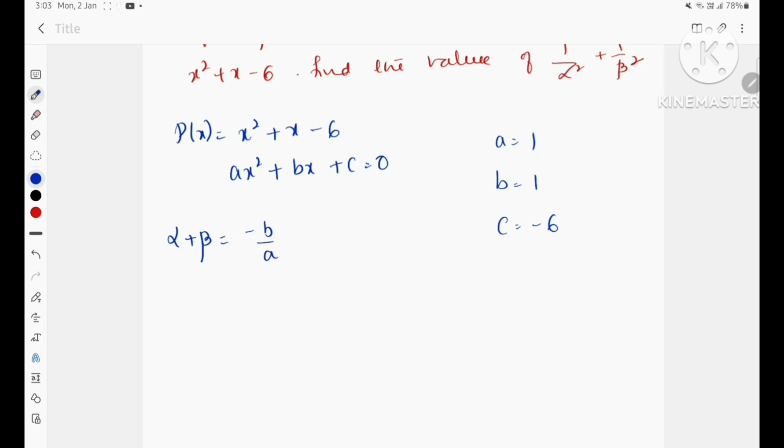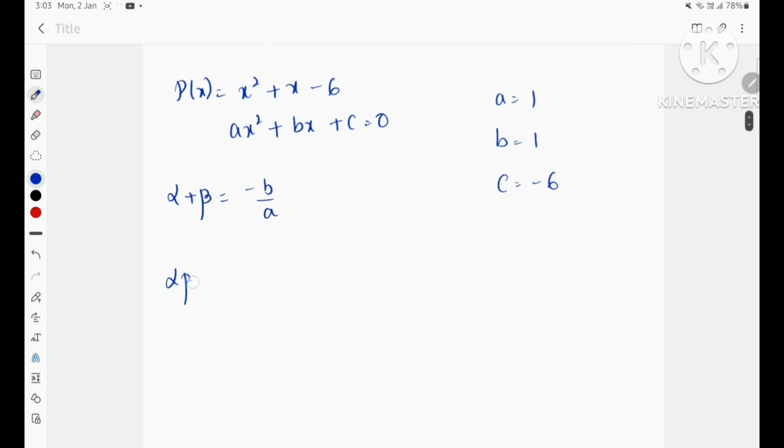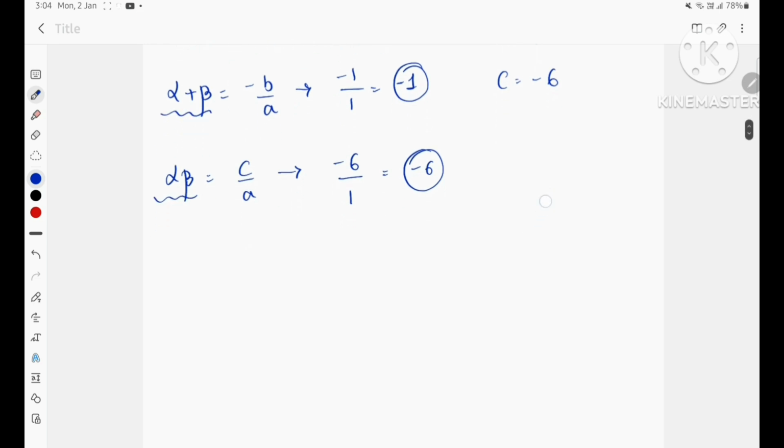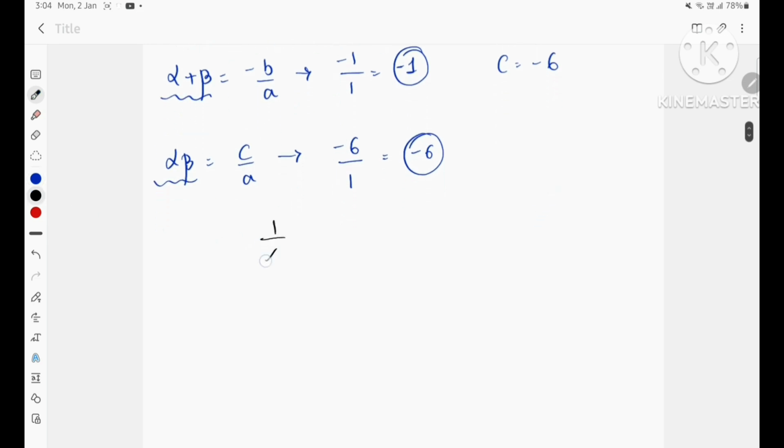Now let's find the sum and product. Sum is minus b by a and product is c by a. So minus b by a will be minus 1 by 1, which is minus 1, and c by a will be minus 6 by 1, which is minus 6. So alpha plus beta is minus 1, and alpha into beta is minus 6.